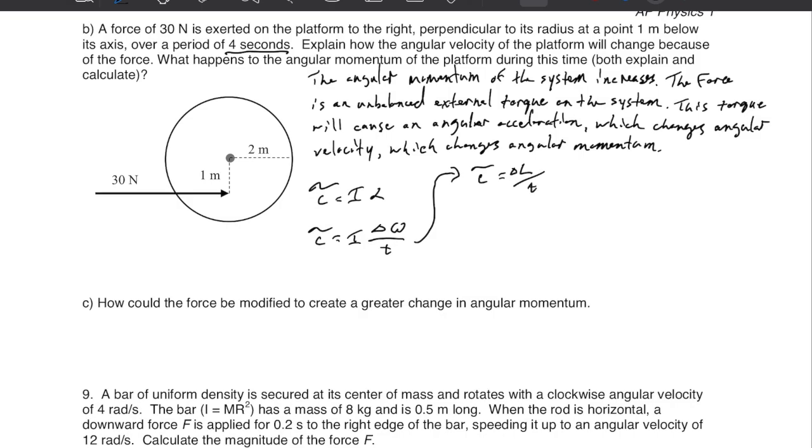And then if we multiply the t to the other side, we would say torque times time is equal to a change in angular momentum, because this torque is an unbalanced external torque, so we know it's going to give us a change in angular momentum. Let's plug in our numbers. 30 newtons times 1 meter times 4 seconds is our change in angular momentum. 30 times 1 times 4 would be 120. And our units for angular momentum would be kilograms meter squared per second.